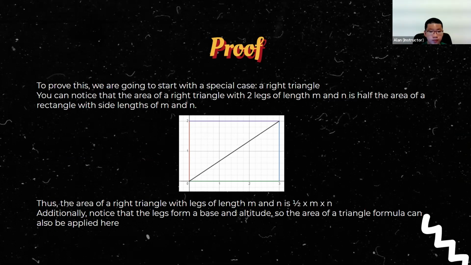And also, you can notice that the legs actually form a base and altitude of the triangle. So this means that the general area formula is also going to work for right triangles, as it should, because a right triangle is a type of triangle.